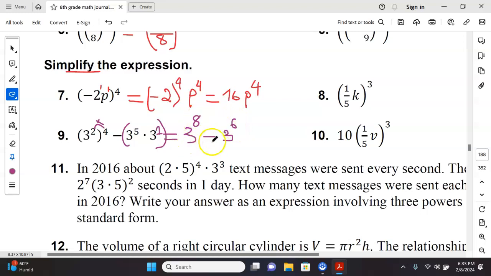So now you have 3 to the 8th minus 3 to the 6th power. Again, if you want to evaluate, you can punch this in the calculator, 3 to the 8th, whatever that value is, and then minus 3 to the 6th.